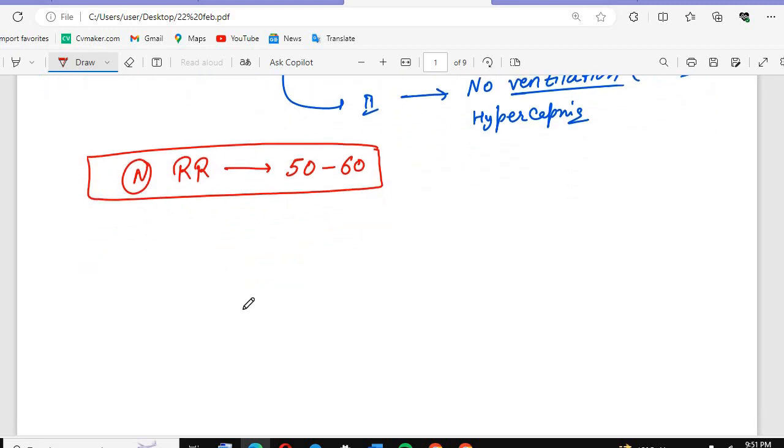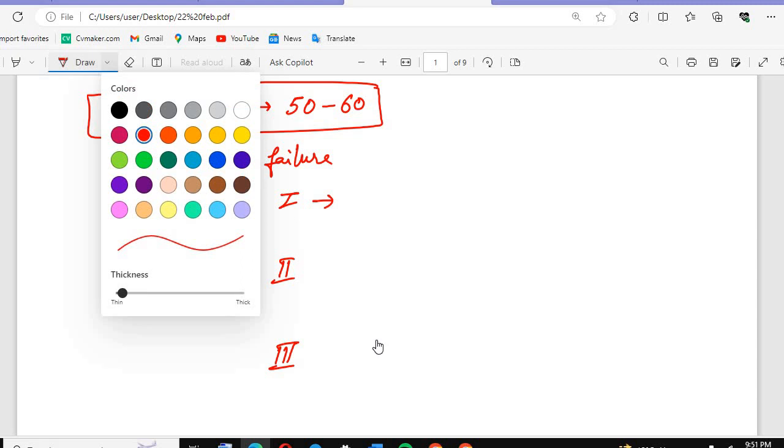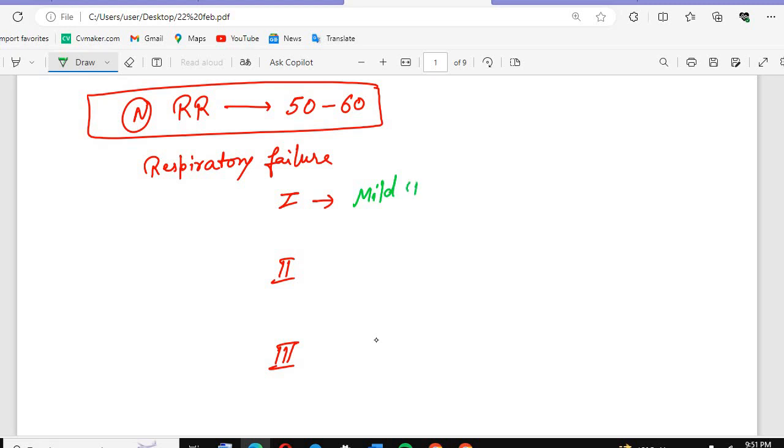Now the respiratory failure is classified into three types: first, second, and third. The first condition, we call mild dyspnea. If they are in the first degree of respiratory failure, what we will see is mild dyspnea. And what about the respiratory rate in this condition? The respiratory rate will be 60 to 70. There is not much difference in the respiration rate, and there will be no cyanosis. What is cyanosis?